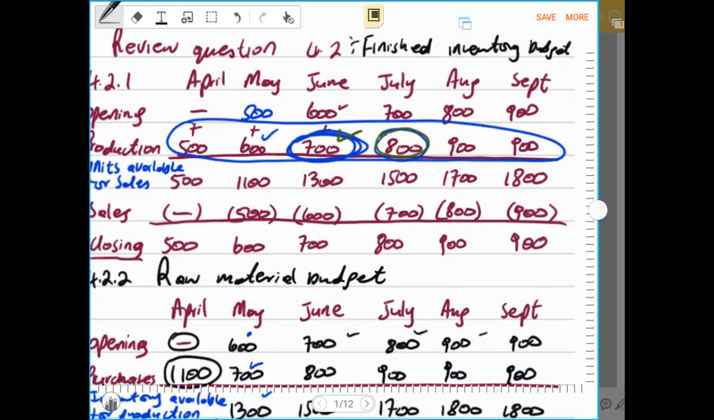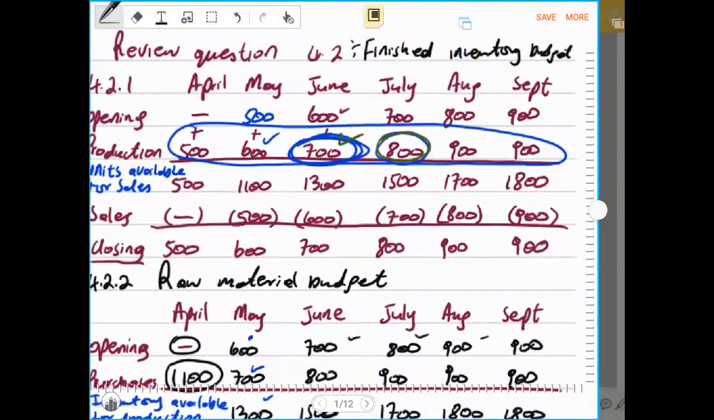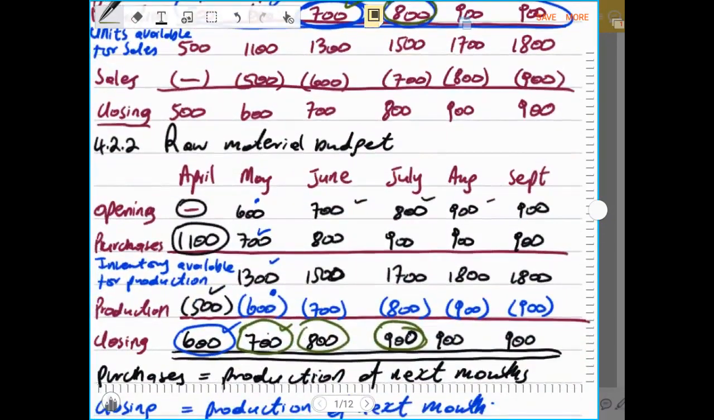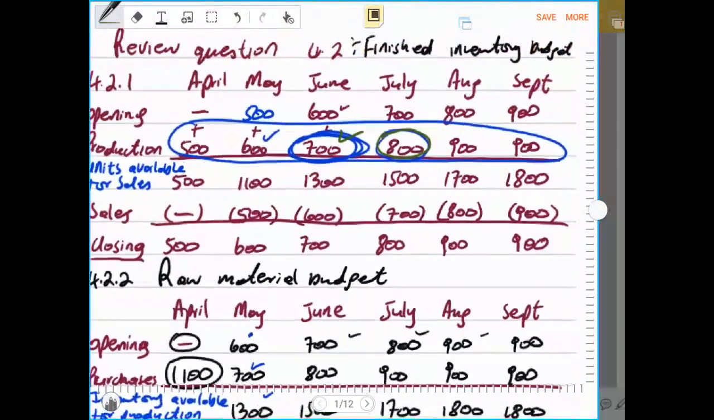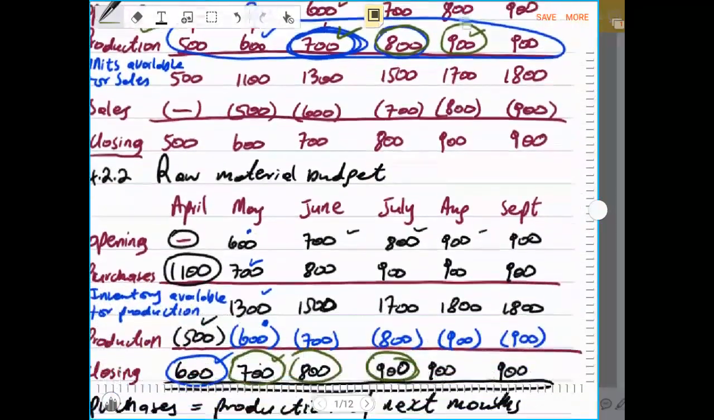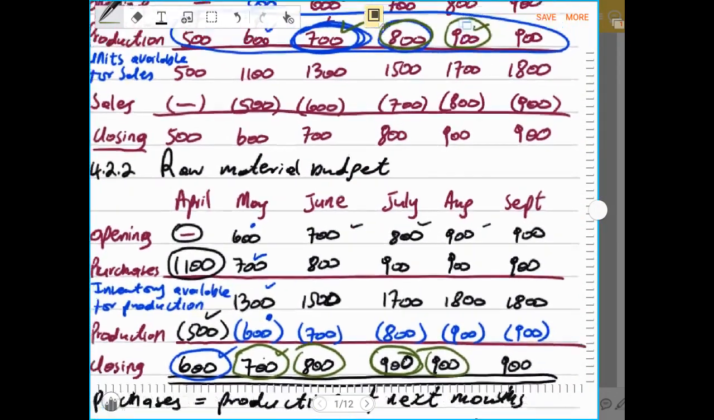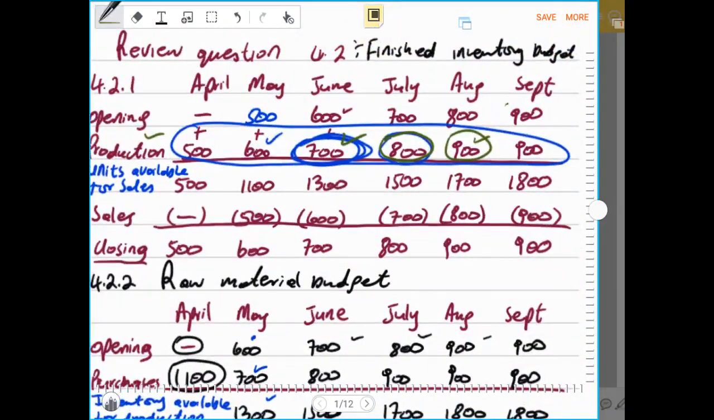So now we are answering exactly. Therefore, now again, here is the closing of 900. My closing of 900 must be equal to production of the next month. And that 900 is for July. Therefore, August should be the production. There is August, and that is the production of August. And again, same thing, 900 is the closing of August. That should be the production of September. There is the production of September.